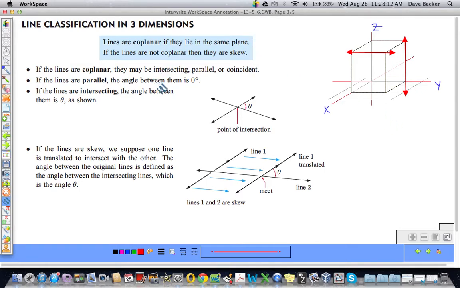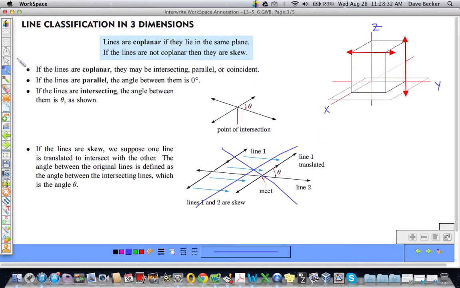If lines are parallel, the angle between them is 0. That's easy. If they intersect, then the angle between them is theta, and we always use the acute angle here, not the obtuse angle here. That's how we name that angle. Okay? Now, I don't like this drawing. Don't look at it. Okay?